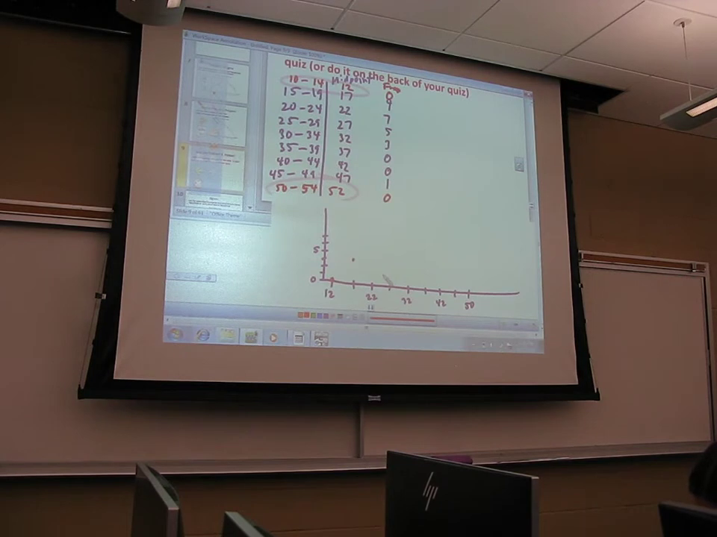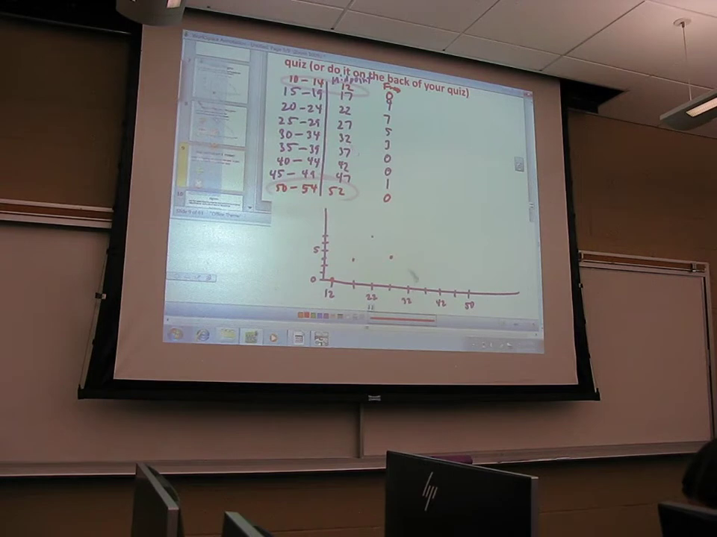Okay, so 22 is the midpoint for 20 to 24, has a frequency of 7. The next class, 25 to 29, has a midpoint of 27 and a frequency of 5, so 27, frequency of 5. Next class, 30 to 34, has a midpoint of 32, frequency of 3.